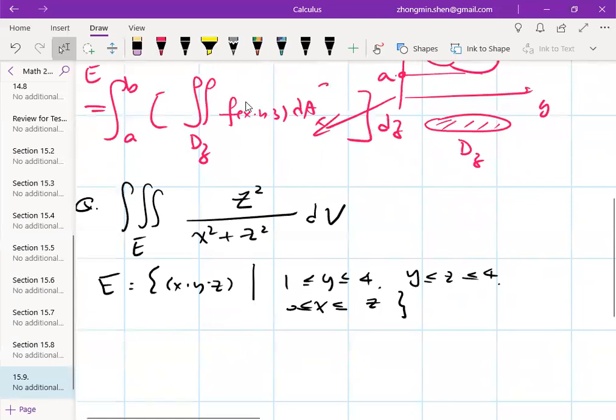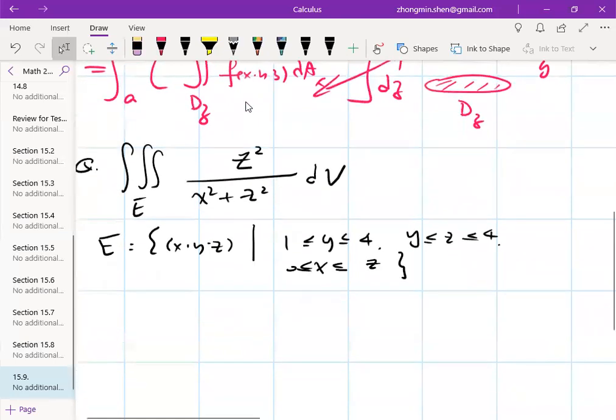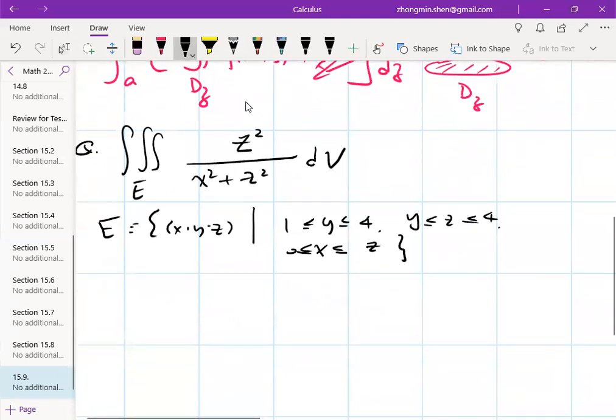Yeah, let's do the problem. So how do you draw the region? It's a little bit hard to draw the region, so you have to look at it one by one. y is independent, so y is between 1 and 4. Then you have to determine the z value. z is between y and 4. Then you have to determine the x value.